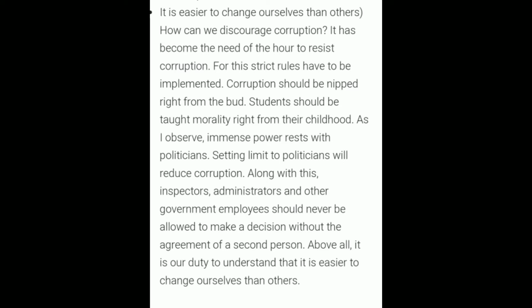As I observe, immense power rests with politicians. Setting a limit to politicians will reduce corruption. Along with this, inspectors, administrators, and other government employees should never be allowed to make a decision without the agreement of a second person. Above all, it is our duty to understand that it is easier to change ourselves than others.